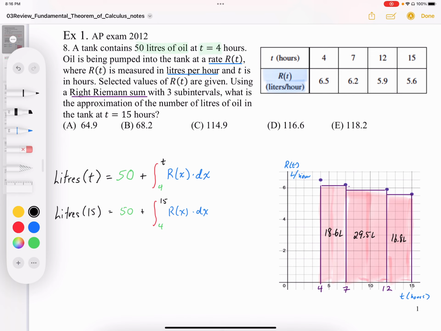So working out the liters at 15 hours, it's going to be equal to 50 liters plus the area under that curve, or the area under the Riemann sums, which is 64.9 liters. And that's going to give us a total amount of 114.9 liters. So that is going to be our approximation. So it looks like C is the correct value for this problem.